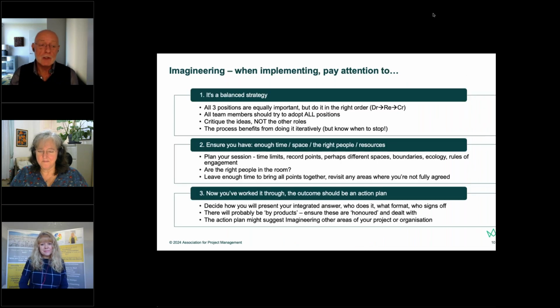So, okay, when implementing, let's think about some of the things we might want to pay specific attention to. Absolutely. We've already said it is a balanced strategy. Each of the elements are equally important, but in the right order. As I've just said, dreamer, realist, critic, and then encouraging all team members to adopt all positions.